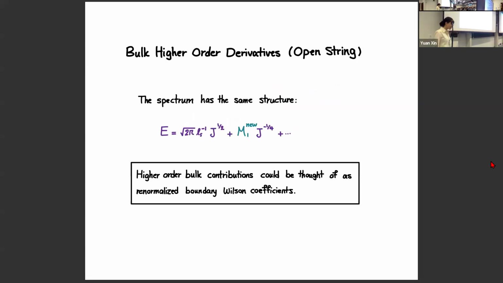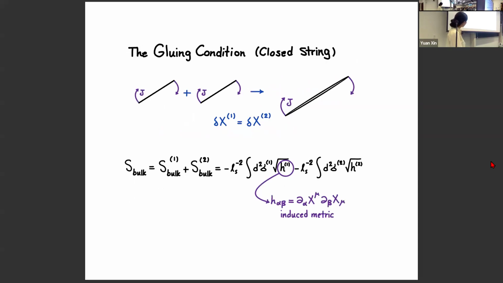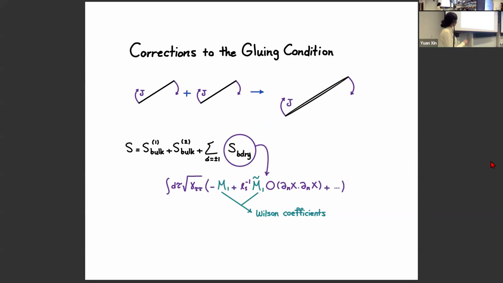So we have this effective string theory for open strings in hand, and now it's time to glue two of these open strings and make a closed string. Up to the leading order, this means gluing the endpoints and fixing the endpoints on top of each other. And the bulk action would be the sum of the bulk actions of each of these open strings. But if we look more carefully at the endpoints and add the boundary action, we see that this connection is not quite the exact gluing condition you might assume.